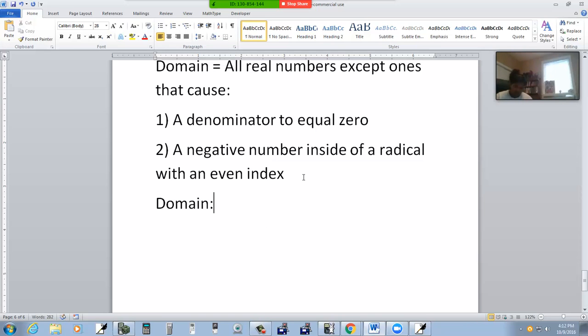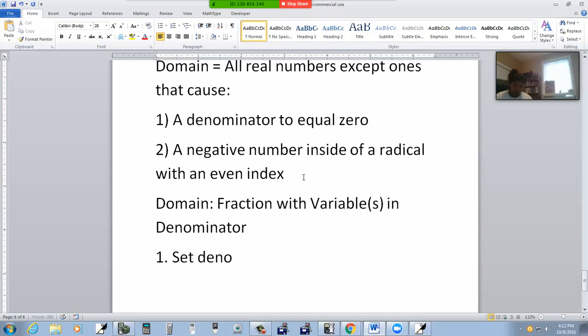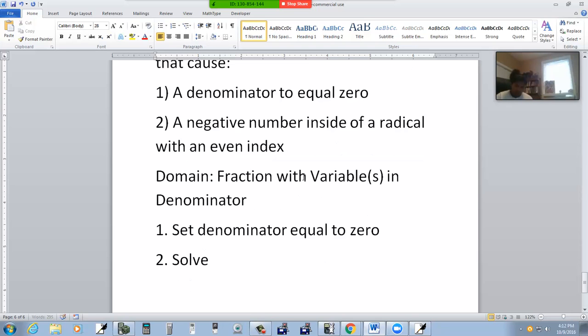Now, if we want to take a look at finding the domain where you have a fraction, specifically with a variable in the denominator: Step 1, set the denominator equal to 0. Step 2 is solve. And then step 3, put a slash through the equals.